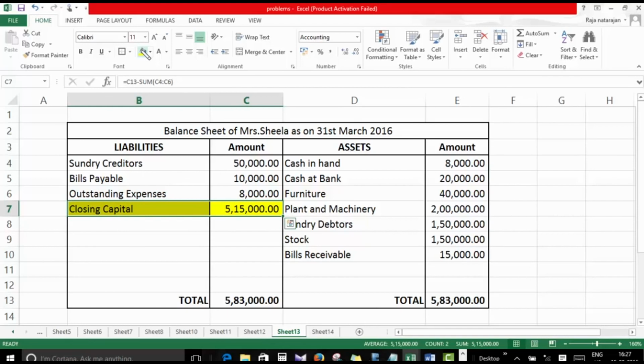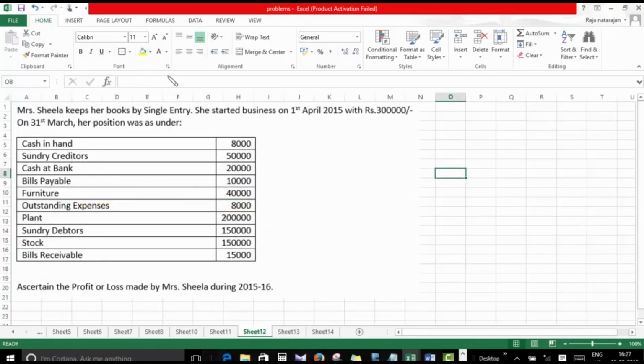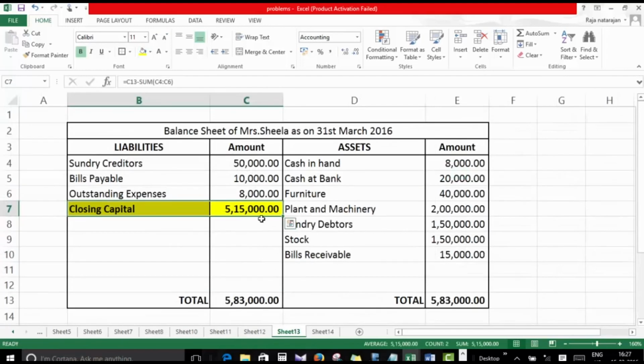Why do we need this information? We are basically interested in finding the profit, right? What was the capital introduced by Mrs. Sheila when she started the business? It was 3 lakh. Now what is the capital? 5 lakh 15,000. Why had capital gone up? Because the business had made the profit. So how do you find the profit? It is very simple. Compare the closing capital with the opening capital. The difference is going to be the profit.